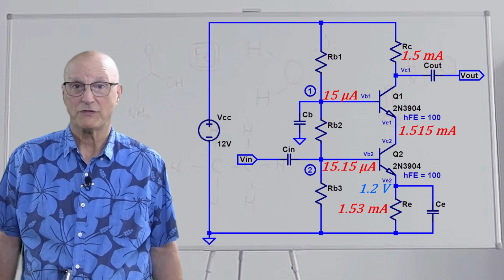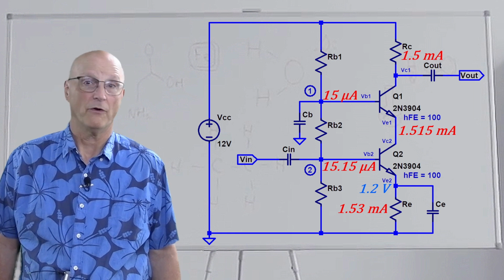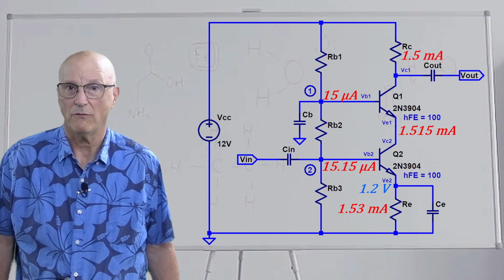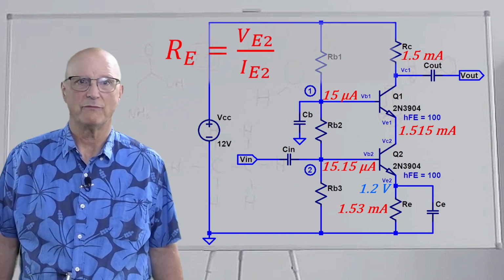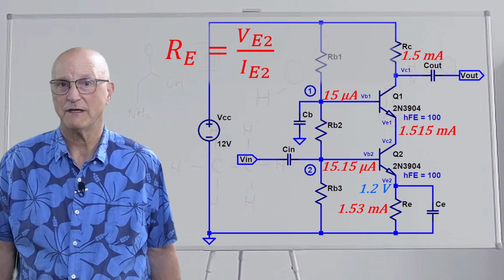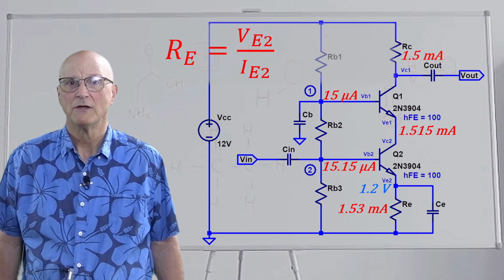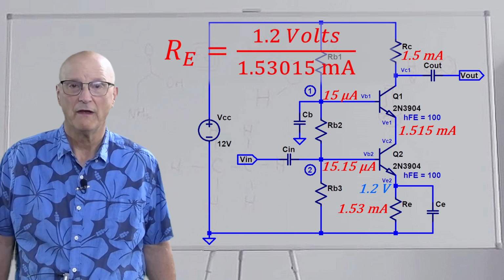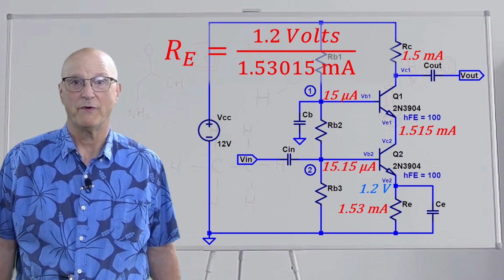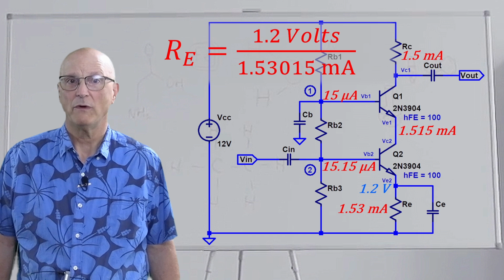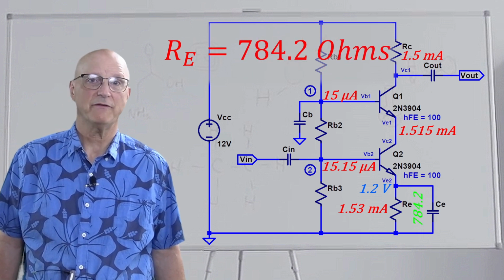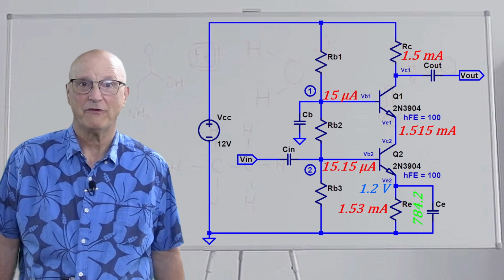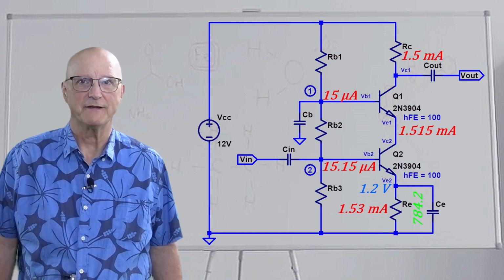So now we know the voltage across the emitter resistor and the current through it, so we can calculate the value of it using Ohm's law, which tells us that the value of the emitter resistor is equal to the voltage across it divided by the current through it. So we get that the value of the emitter resistor is equal to 1.2 volts divided by 1.53015 milliamps, which gives us an emitter resistor value of 784.2 ohms.